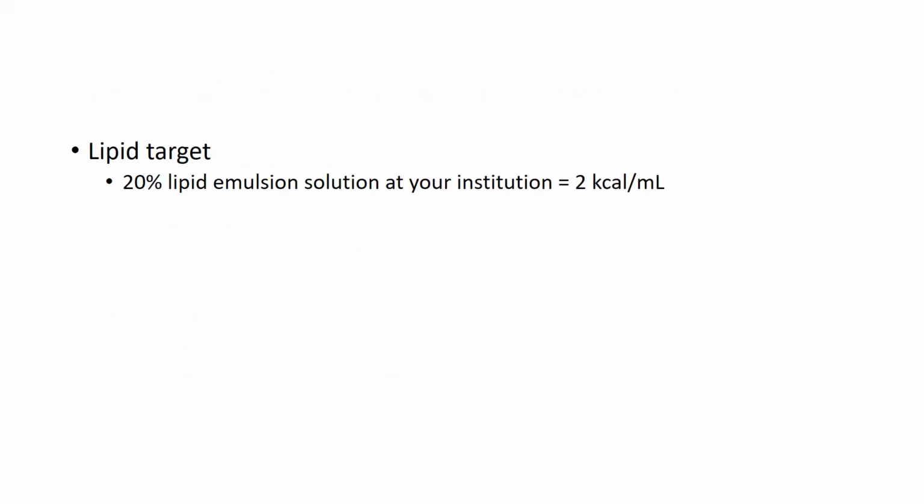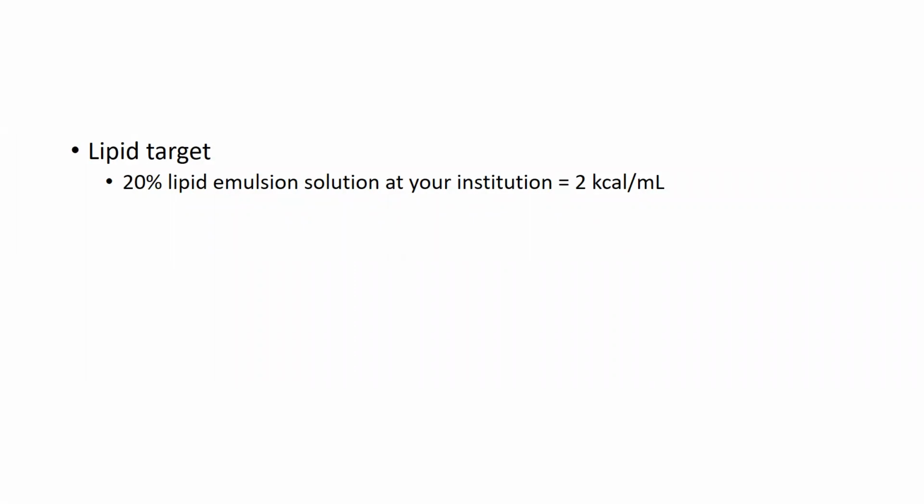The lipid target. Now, in the first week, it's okay to avoid that lipid target. Especially if you're taking into account propofol, you really don't need the lipid. But if you were to use the lipids here, it's a 20% lipid emulsion that's available.